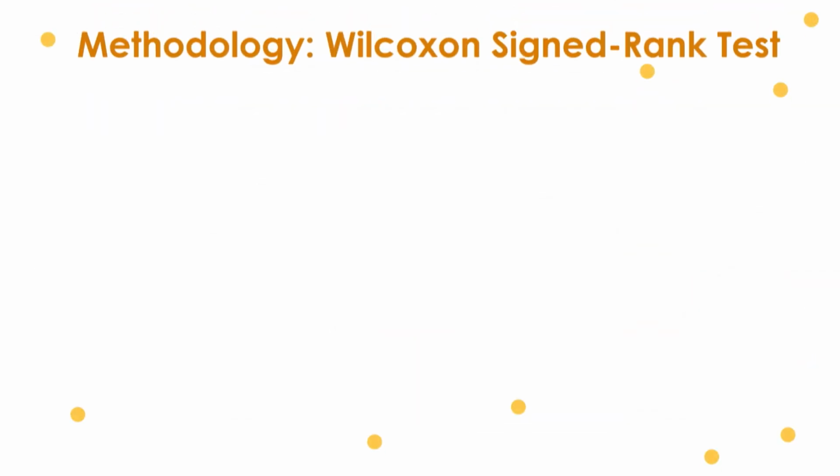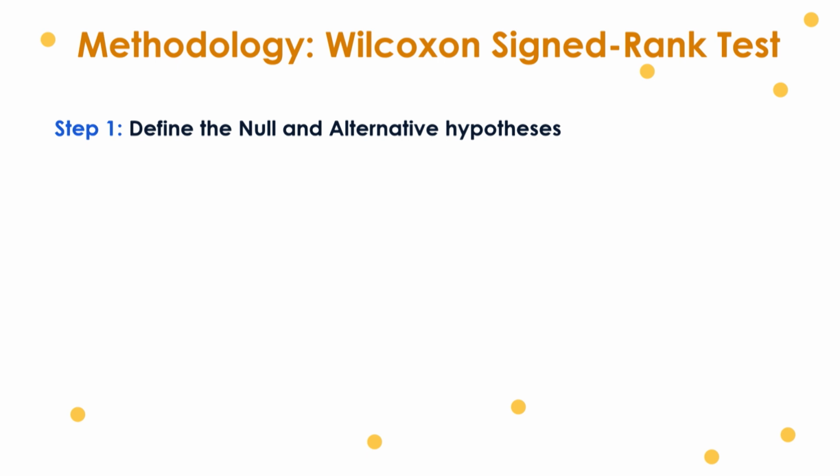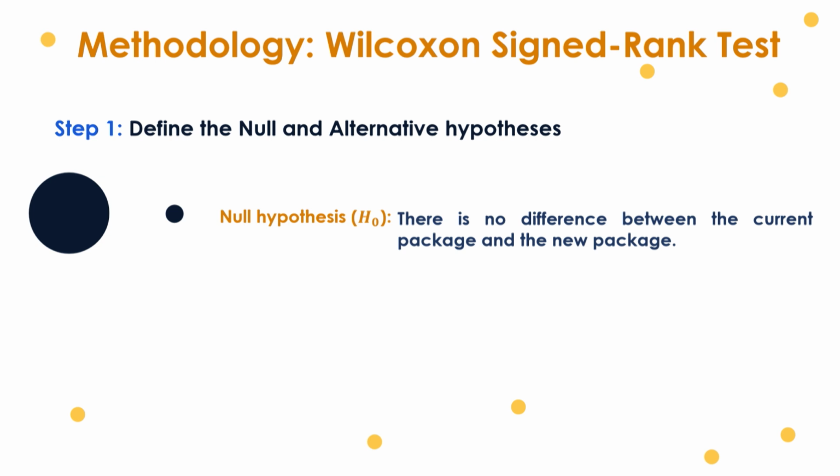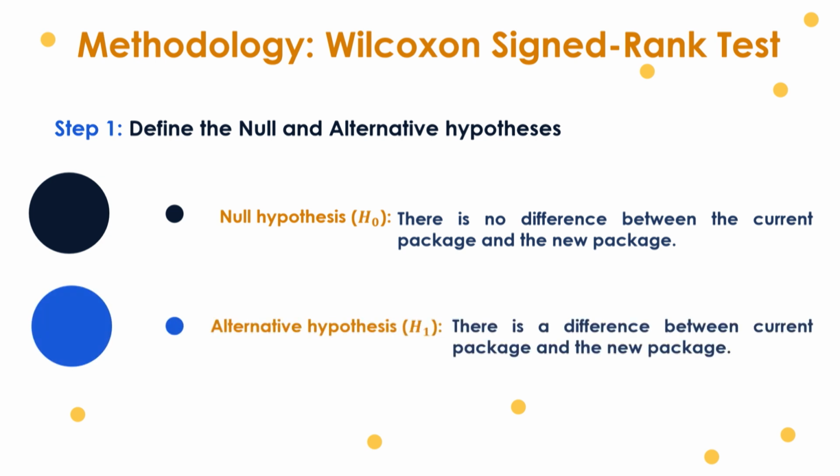What methodology and procedures are to be followed to perform the Wilcoxon sign rank test? Step 1: first we have to define the null hypothesis and the alternative hypothesis. The null hypothesis for the previous scenario is that there is no difference between the current package and the new package. In general it will be that there is no difference between the pre and post, but for this example the hypothesis is stated in terms of the current package and the new package. The alternative is that there is a difference between the current package and the new package.